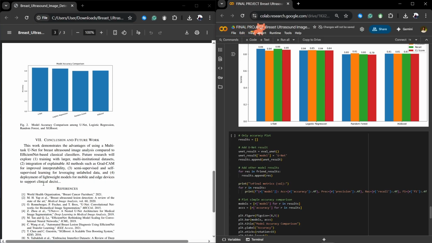In future work, we plan to explore semi-supervised models to use unlabeled scans, explainability techniques like Grad-CAM, lightweight models for mobile deployment, and federated learning to preserve patients' privacy.